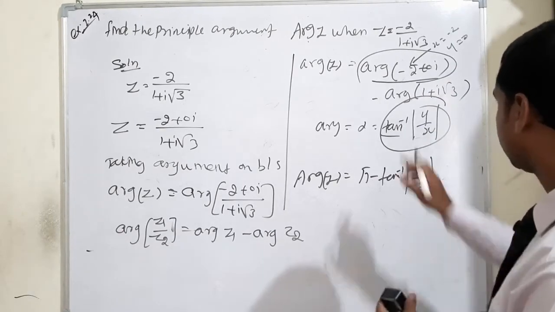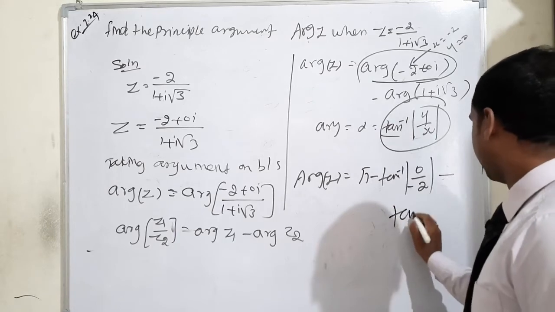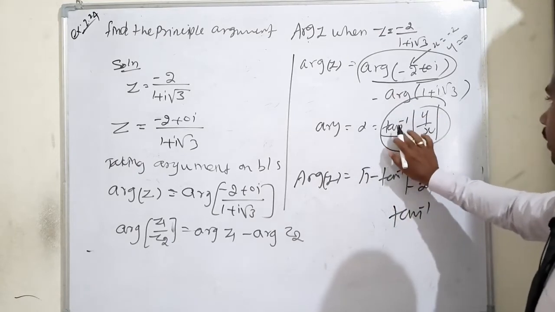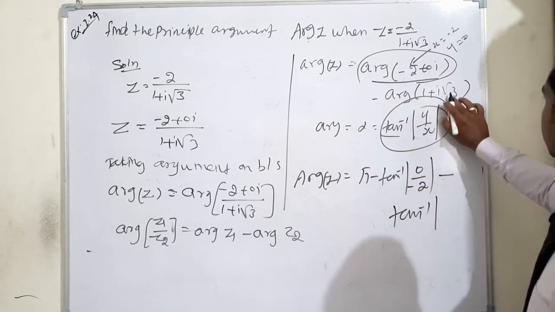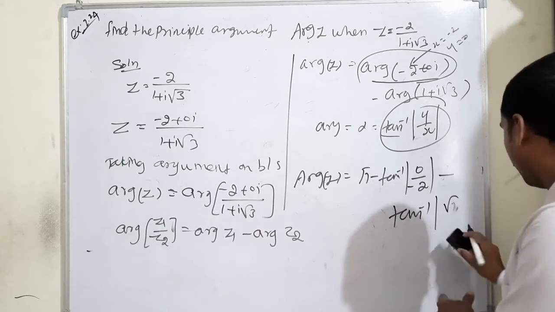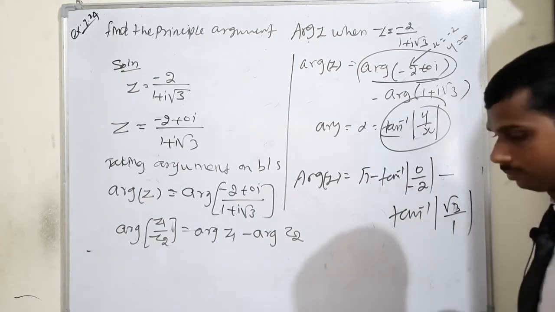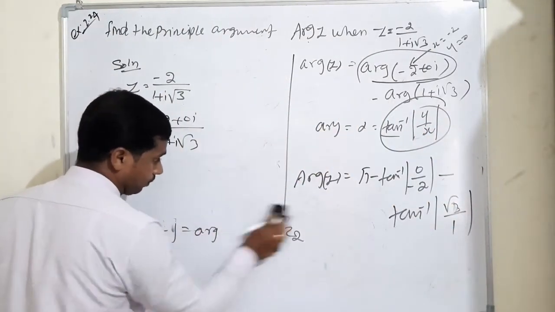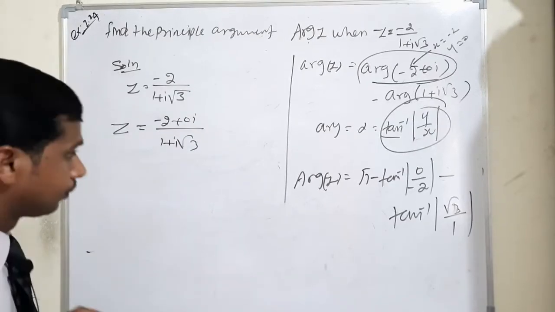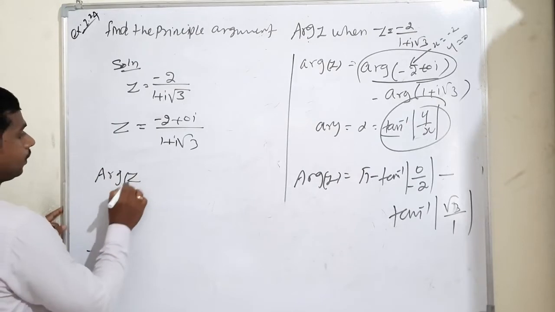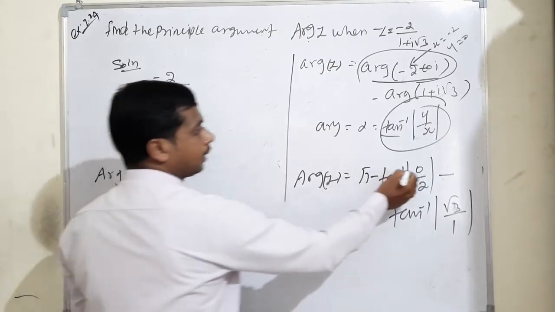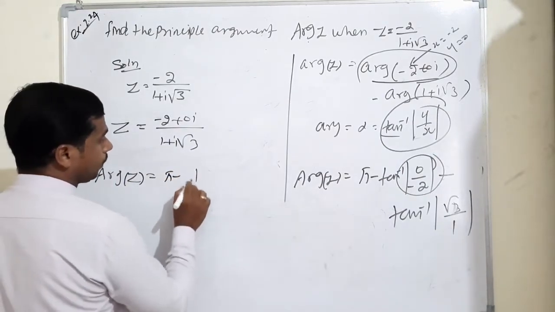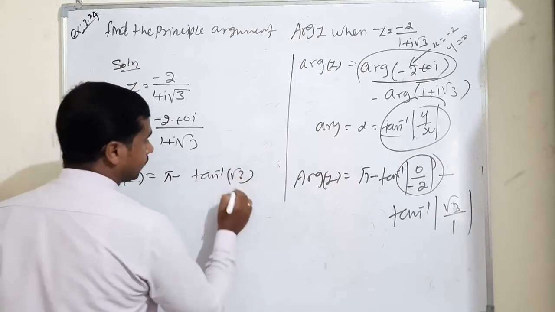Then the second part: again, directly we can write it, because it lies on the first quadrant. First quadrant means theta is equal to alpha only. Alpha means directly we can write tan inverse y by x. So y by x means y value root 3, x value will be 1. Therefore the argument of z is equal to, directly we can write 0, because 0 divided by anything means the value will be 0. So pi minus, second part, pi minus tan inverse root 3, isn't it?